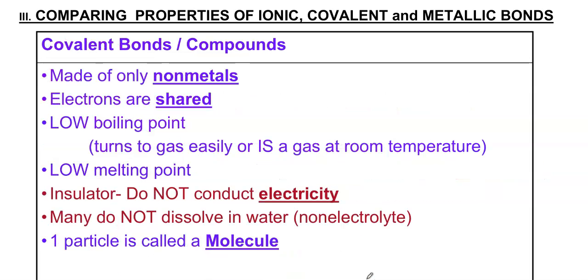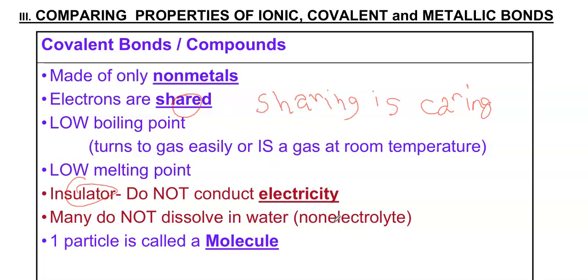On the other hand, covalent bonds are only nonmetals. This is the biggest way to tell. They are only nonmetals. Here, the electrons are shared. We say for covalent, sharing is caring. They have low boiling points and low melting points. So basically the opposite.